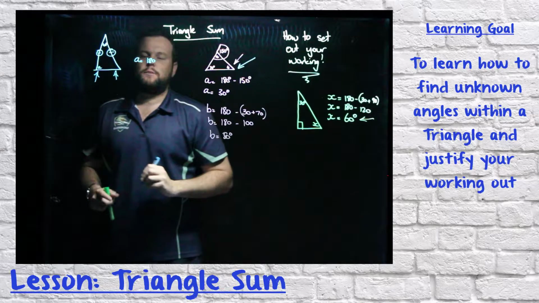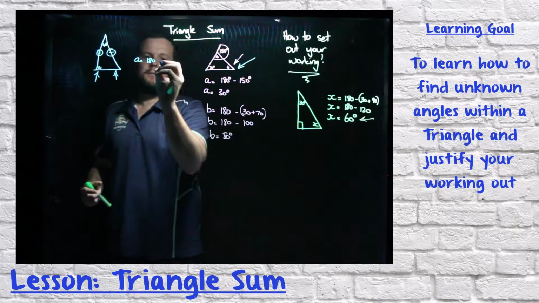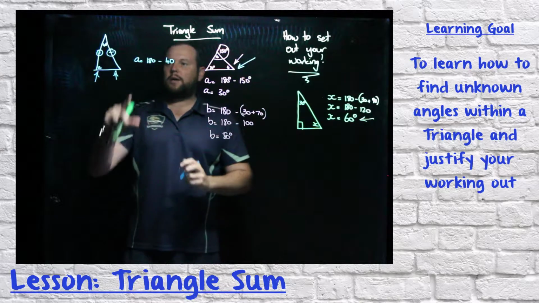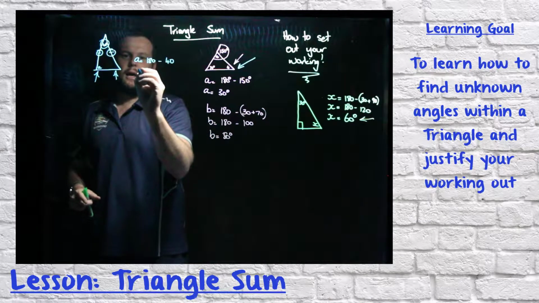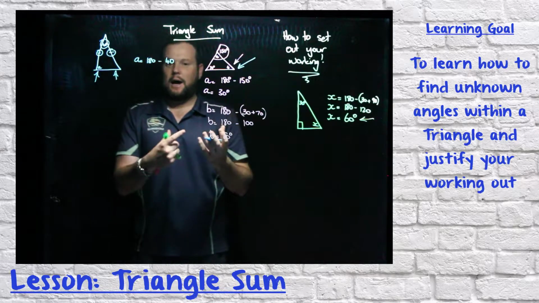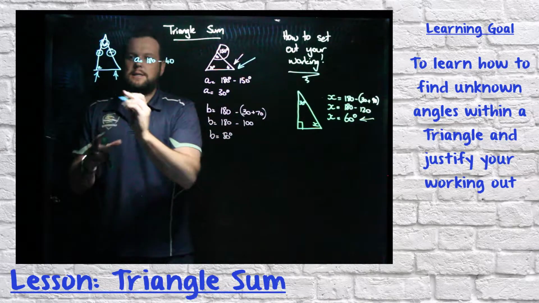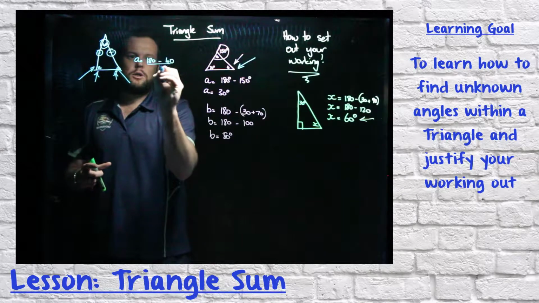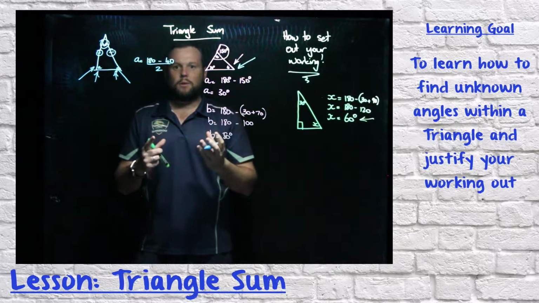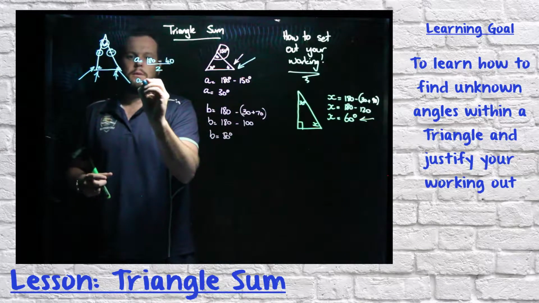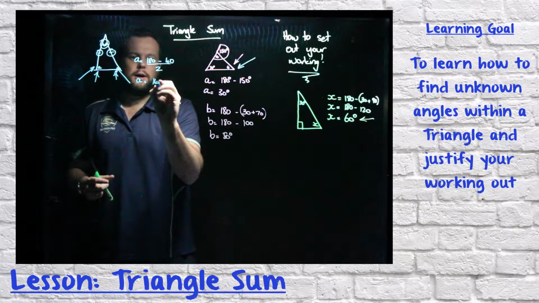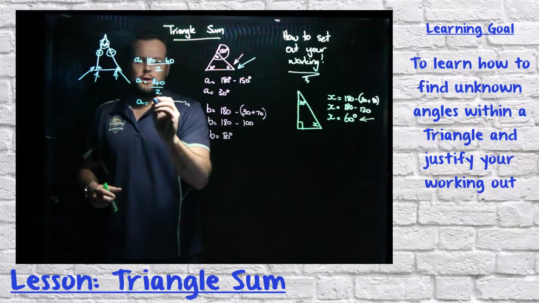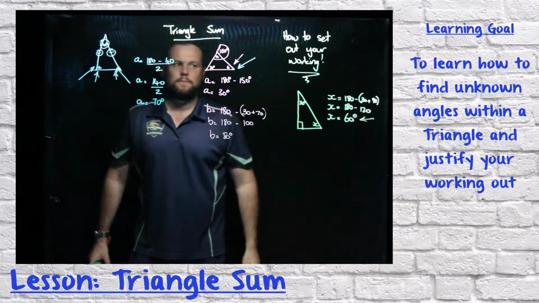So what I'm going to do is 180, take away that 40 degrees. Once I get rid of that, my answer is obviously going to be 140. But I need to split that 140 up between these two angles. So I'm going to divide my result by 2. So I have 140 divided by 2, and then A is going to equal 70 degrees.